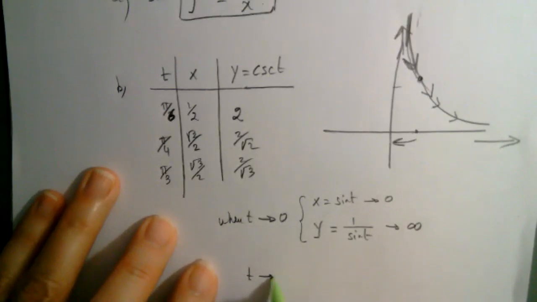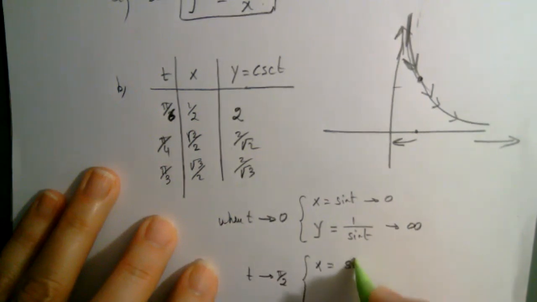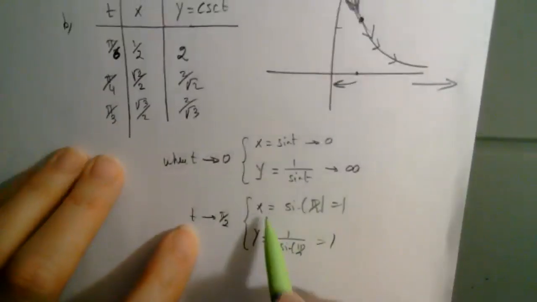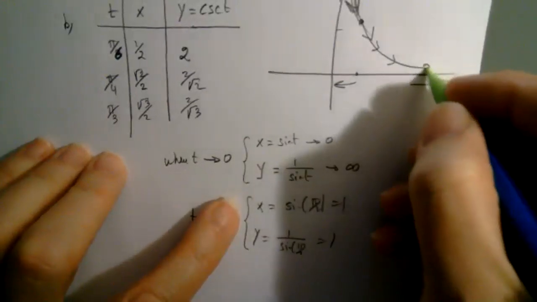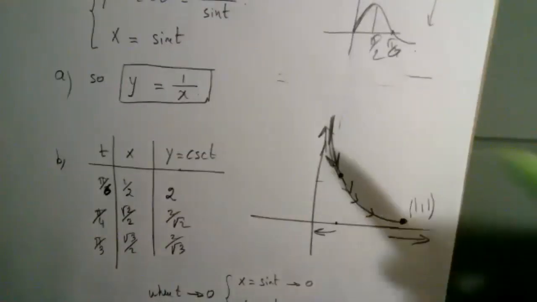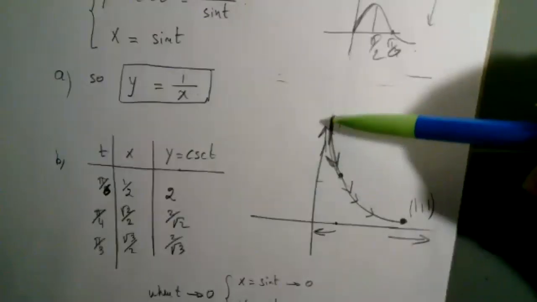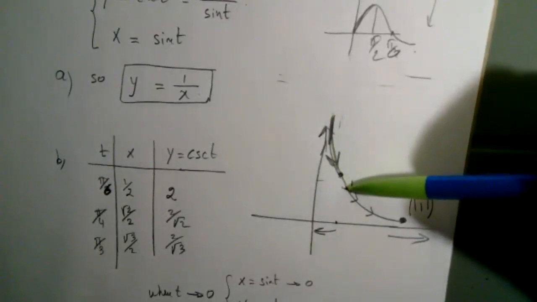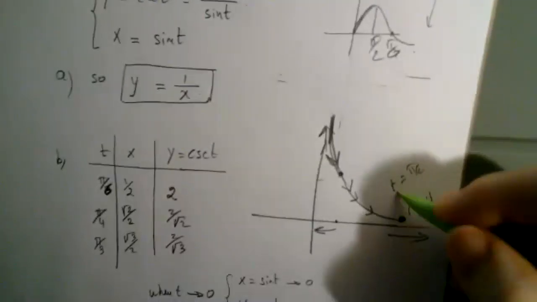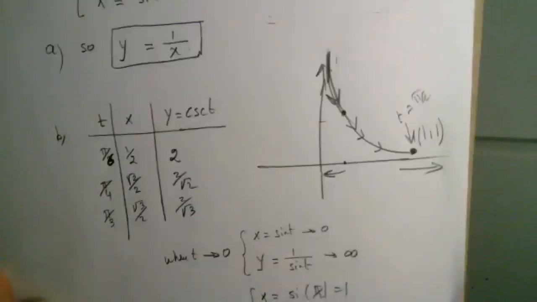Now, when t goes to pi over 2, x is sine of pi over 2, which is 1, and y is 1 over the sine of pi over 2, which is 1 as well. So when t equals pi over 2, x and y are 1, so this is right there where we're going to stop. And that's how the picture will look. So at 0, y goes to infinity, x becomes close to 0. We have this idea, and then it keeps going till pi over 2. But at pi over 2, we are right there. And that's the graph. All right?